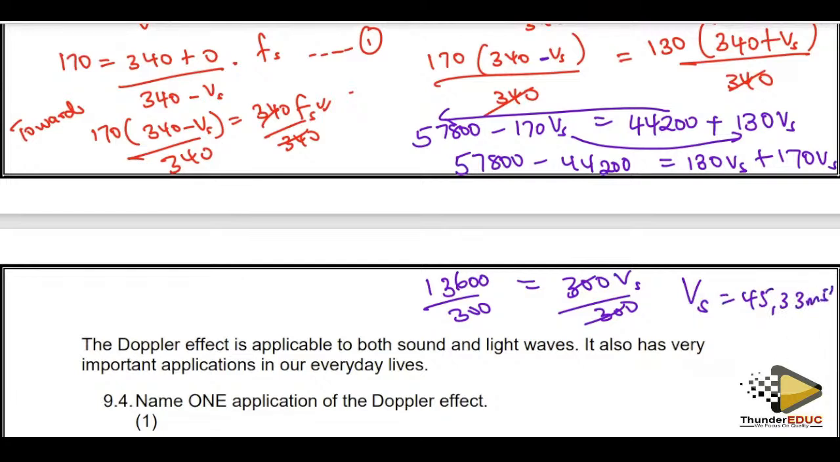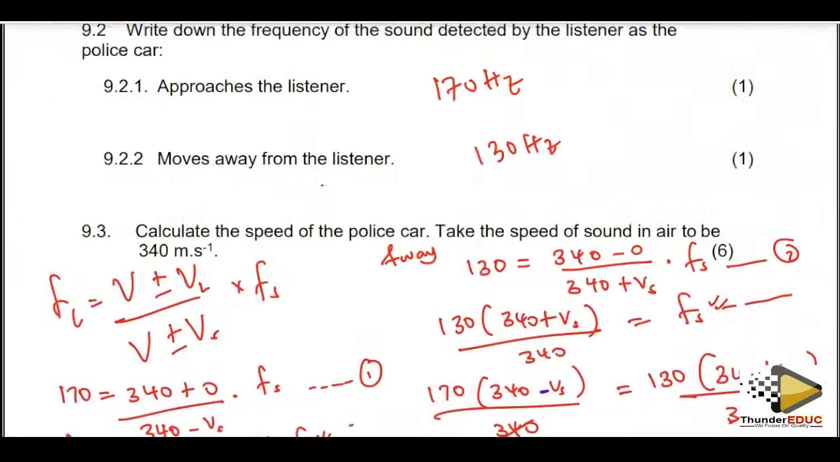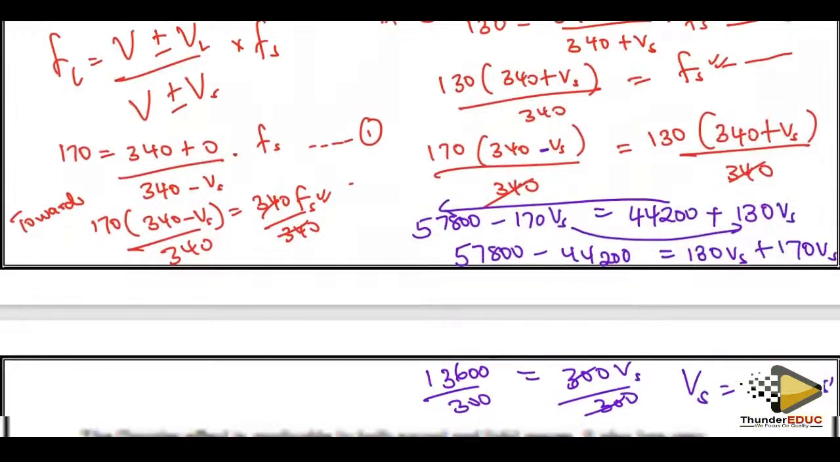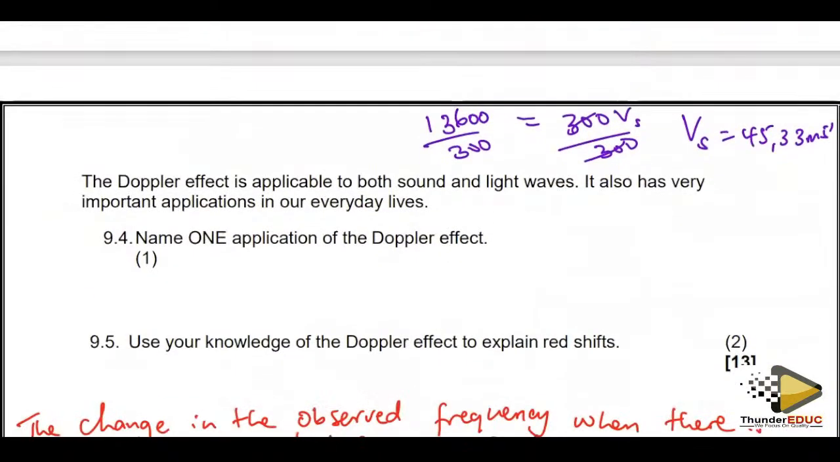So guys, it's possible that you can get a question like this with simultaneous equations. Please do not leave such marks. Just follow those steps. Use the two equations, towards and away, and then apply what is needed. Then they're asking us that Doppler effect is applicable to both sound and light. We mentioned that at the start of the recording. It also has very important applications in our everyday lives.